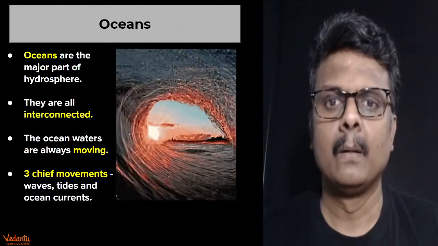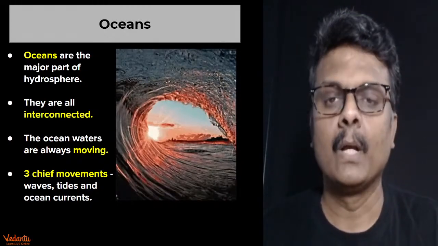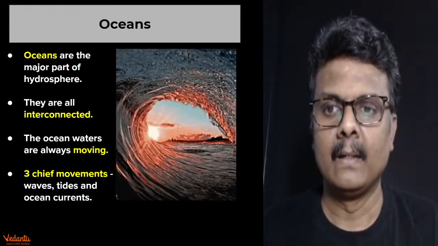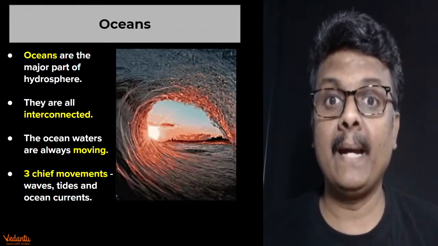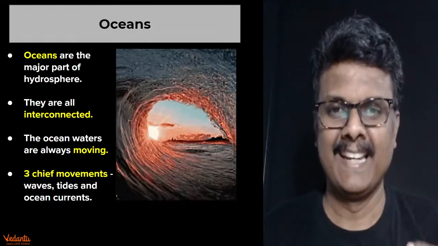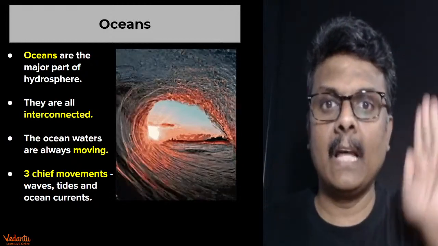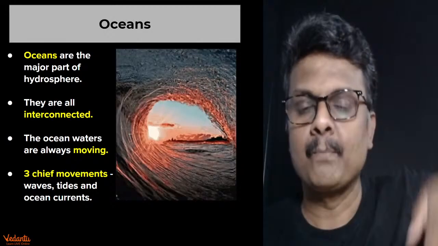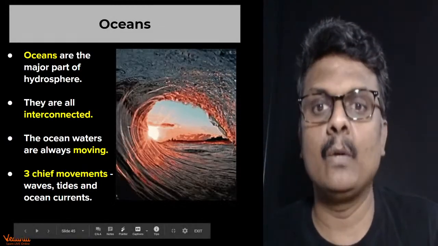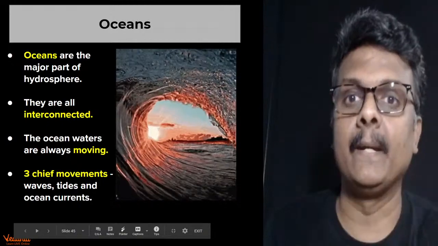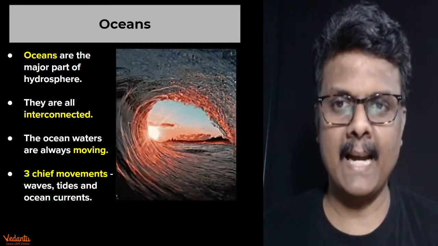Vasuki, I think I explained it again. Are you clear? Ocean forms the major part of the hydrosphere, almost 97%, right? All the oceans are interconnected. And ocean waters don't stop, they are all the time moving. Three types of movement are there: waves, which are generally horizontal. The vertical movements, high tide and low tide, are called tides. And currents are the direction of the ocean water based on the wind. You call that ocean currents. Clear now, guys? Can I move on?